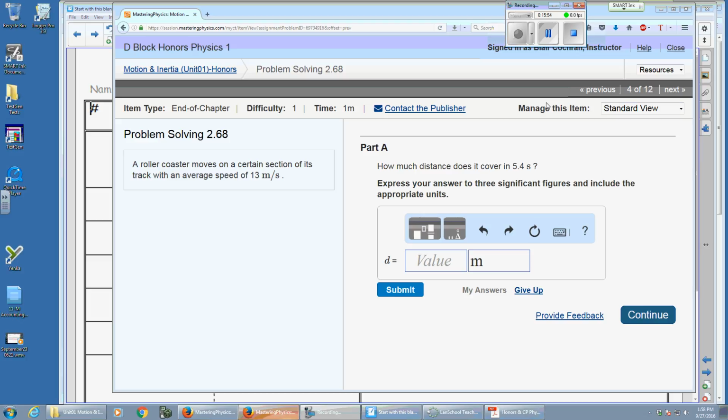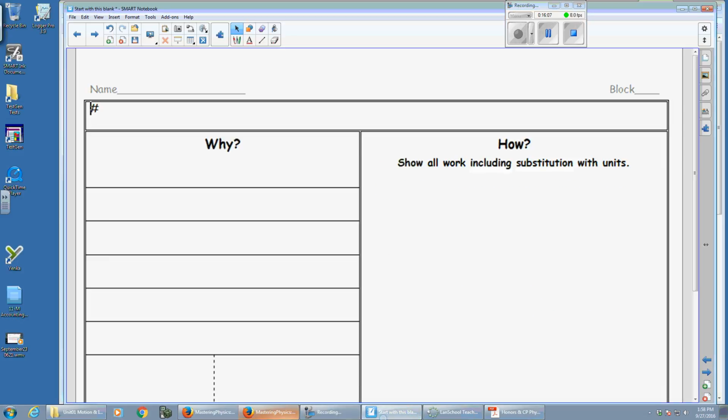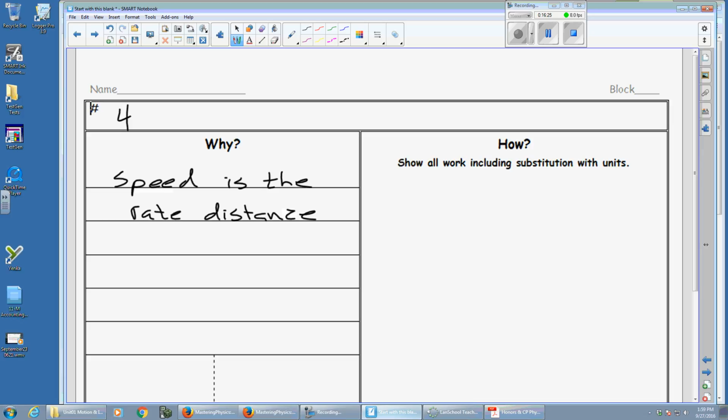All right, number 4. The roller coaster moves a certain section of track with an average speed of 13 meters per second. How much distance does it cover in 5.4 seconds? So, I would start off showing I understand speed. Speed is the rate distance changes, right?